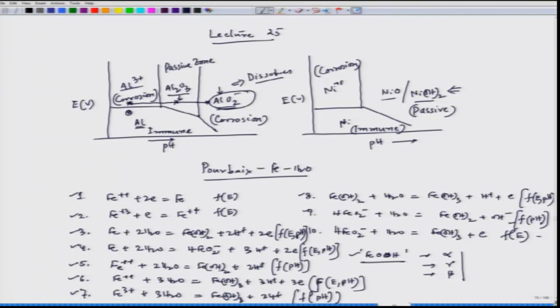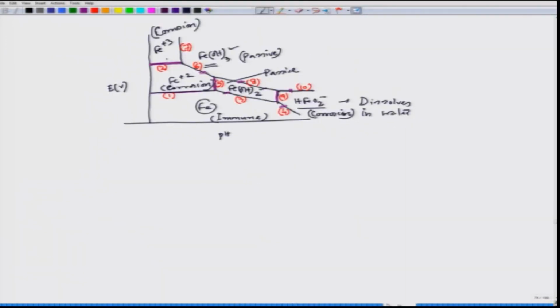So, we are very clear, and that is what our diagrams are also conforming to. Now, here also we are seeing that there is an immune zone, there are 2 corrosion zones, there are 3 corrosion zones, 1, 2, 3 corrosion zones, and this is a passive zone, this is also a passive zone. Now, if I try to see schematically how it looks, it will look like this.